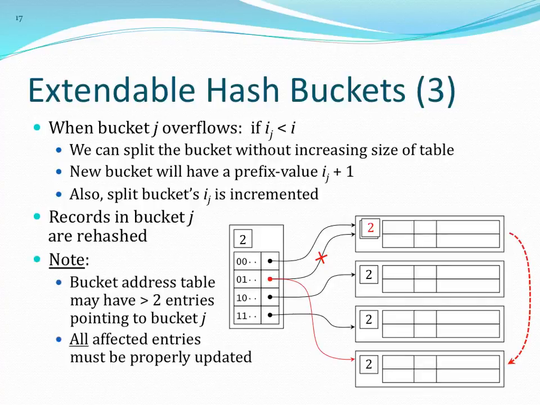And yeah, this note is actually very important. You don't just have two things pointing to a given bucket. You'll always have a power of 2 number of entries in the bucket address table pointing to a particular bucket. But you may have more than 2, and so you need to go through and make sure you update. If you have 4, then 2 of them stay with the original bucket, 2 go to the new bucket. If you had 8, 4 and 4, and so forth. It's really quite straightforward.